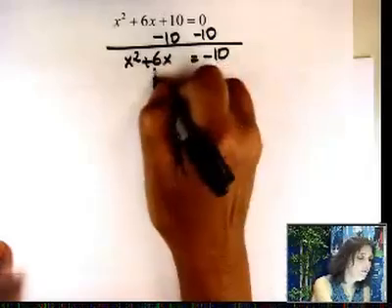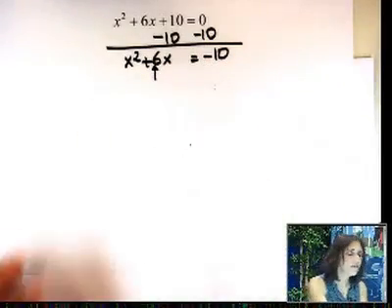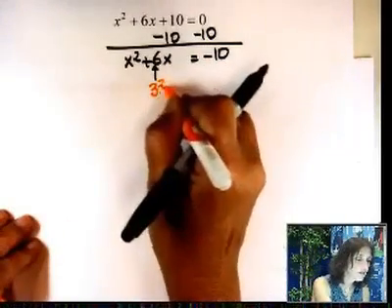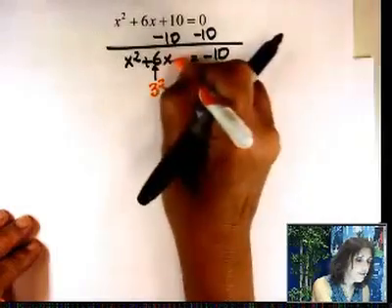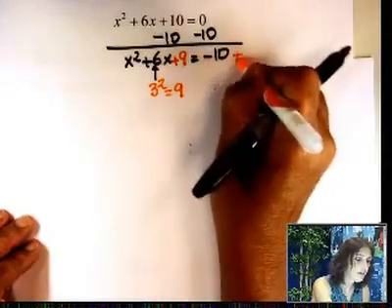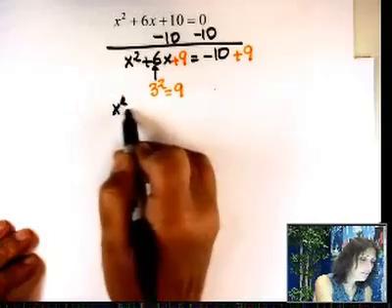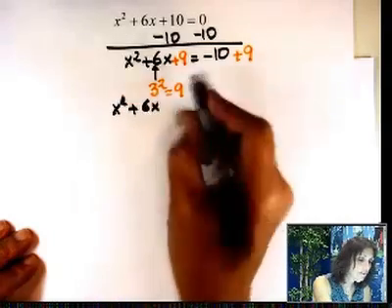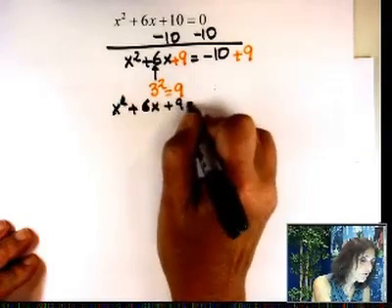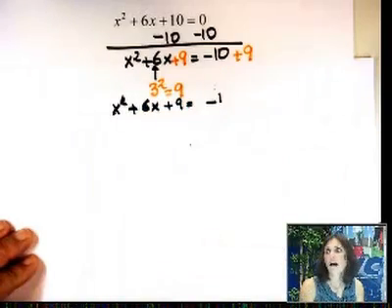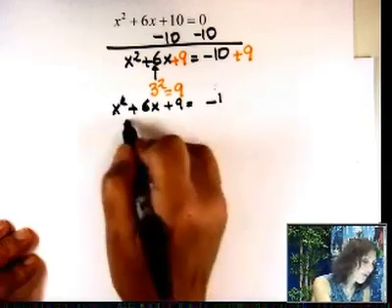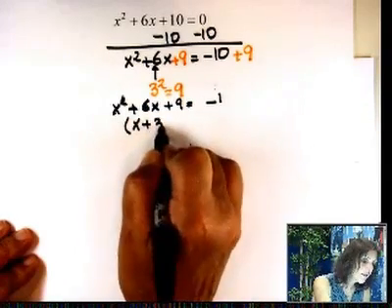Now I'm going to put the missing piece. 6 divided by 2 is 3. Square it, that's 9. This will have 9. Then you rewrite x squared plus 6x plus 9 equals negative 1. Write the left-hand side as a perfect square. This is the perfect square of this.